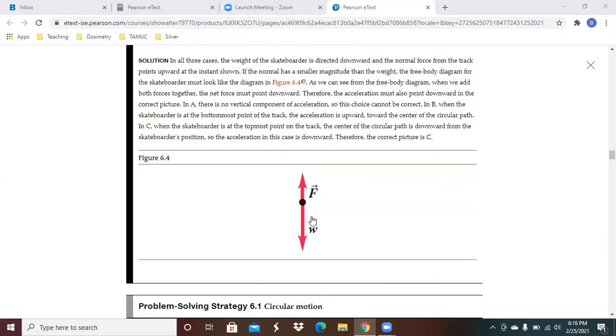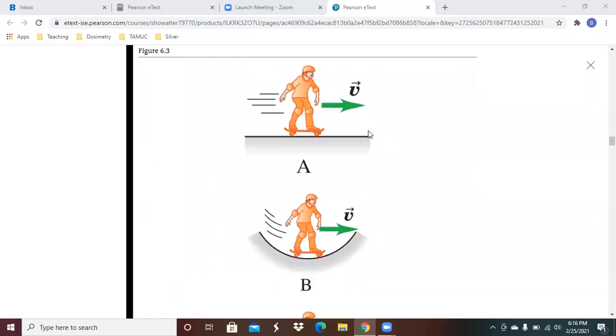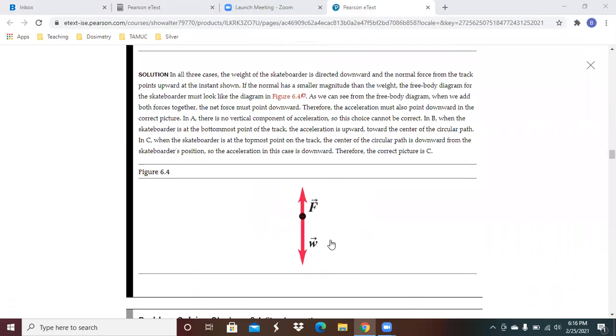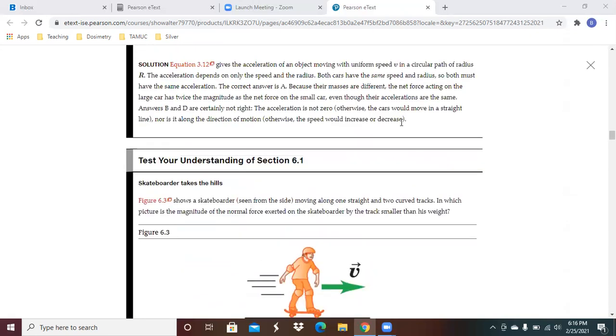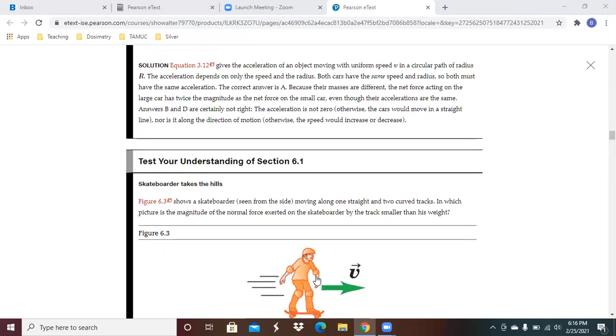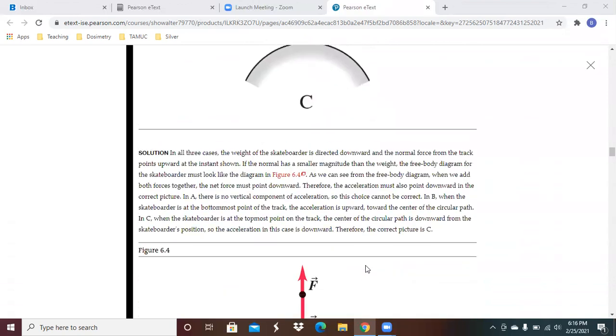So in A, there is no vertical component of acceleration. In other words, he's traveling at a constant velocity here. There's no up or down acceleration. So this choice cannot be correct, because it is not the picture in which the magnitude of the normal force exerted on the skateboarder by the track is smaller than his weight.